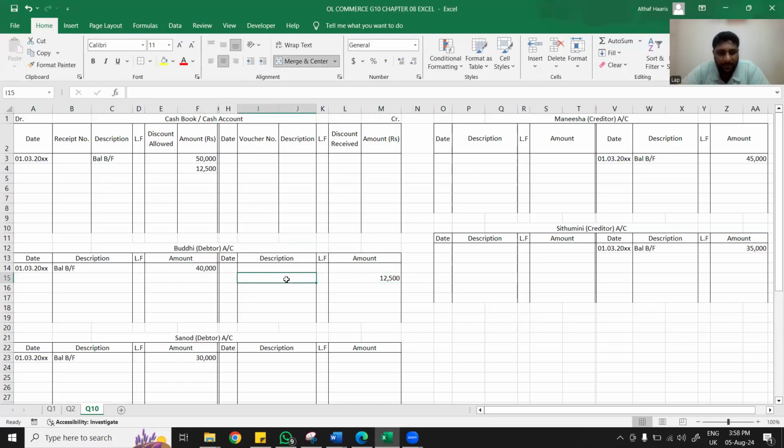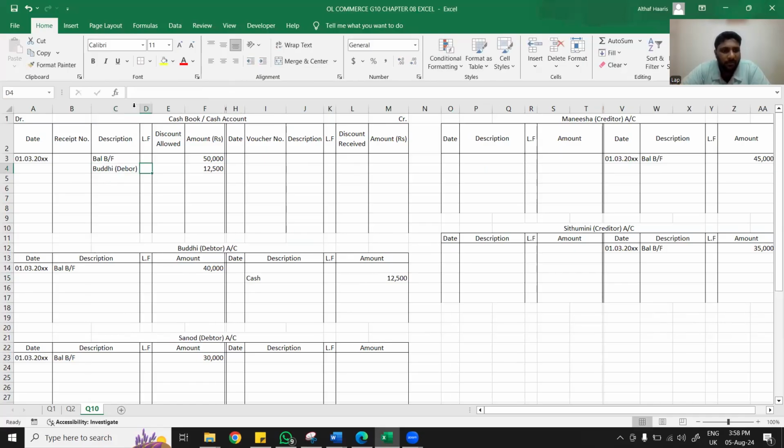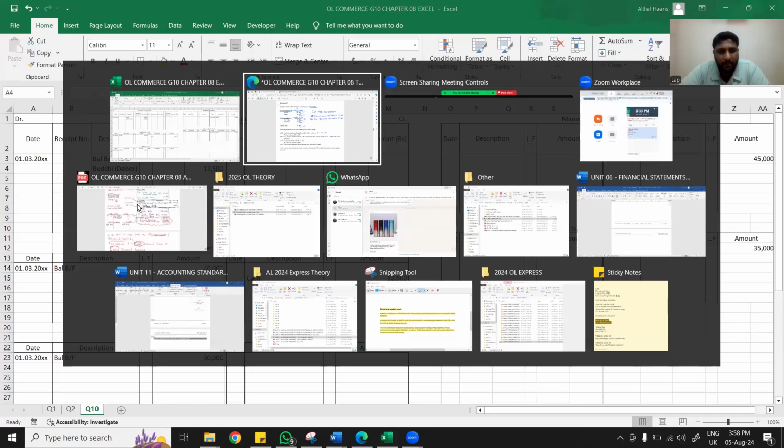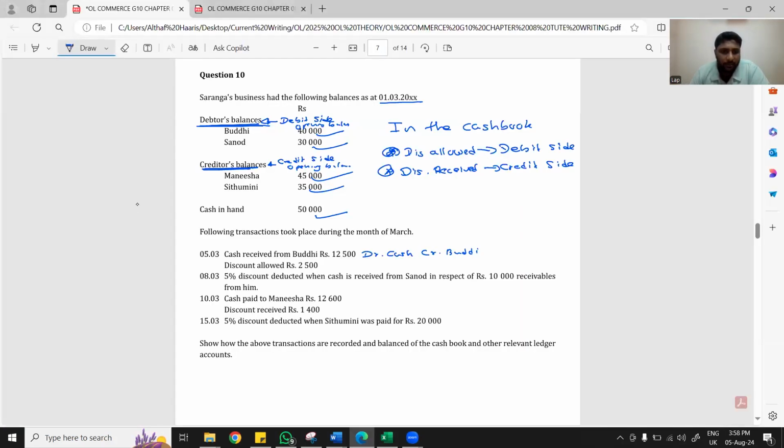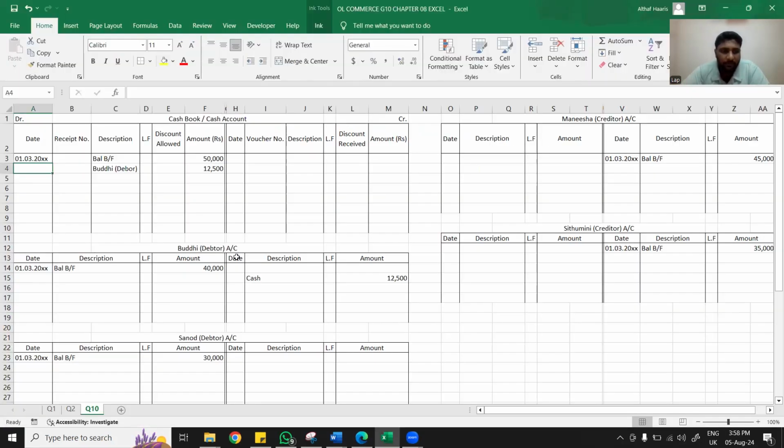So now switch the names. Here you write cash. Here you write Buddhi. The date, 5/3.